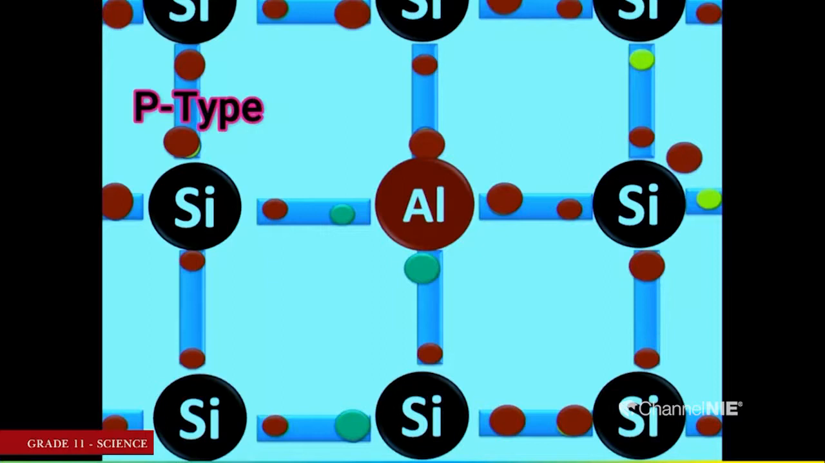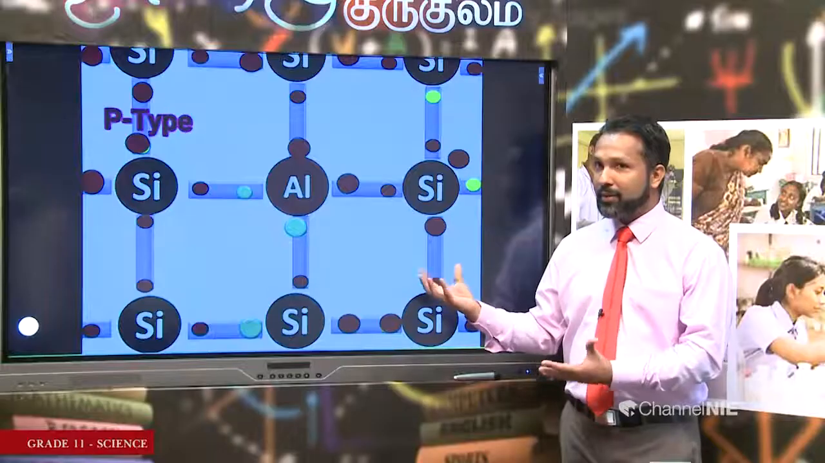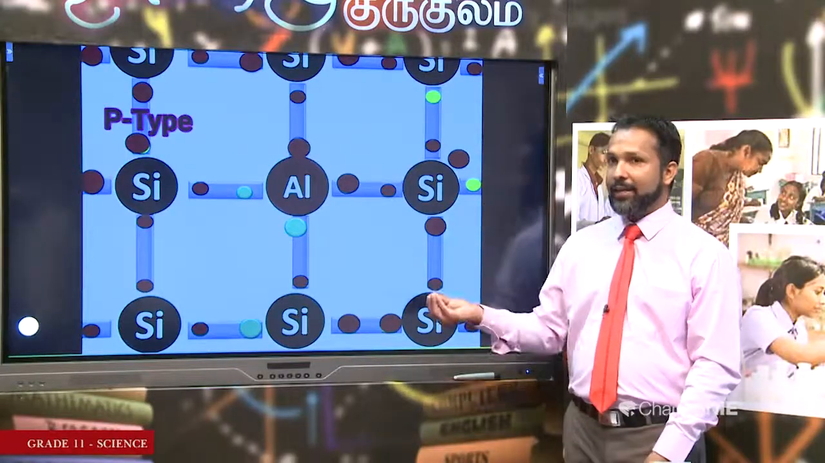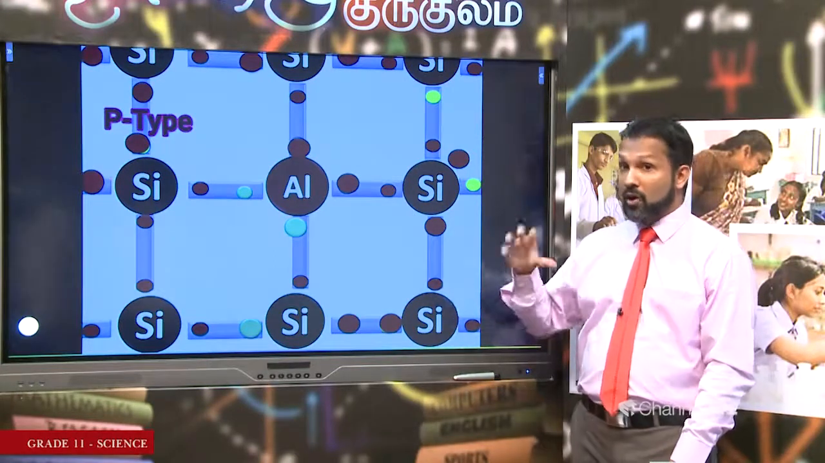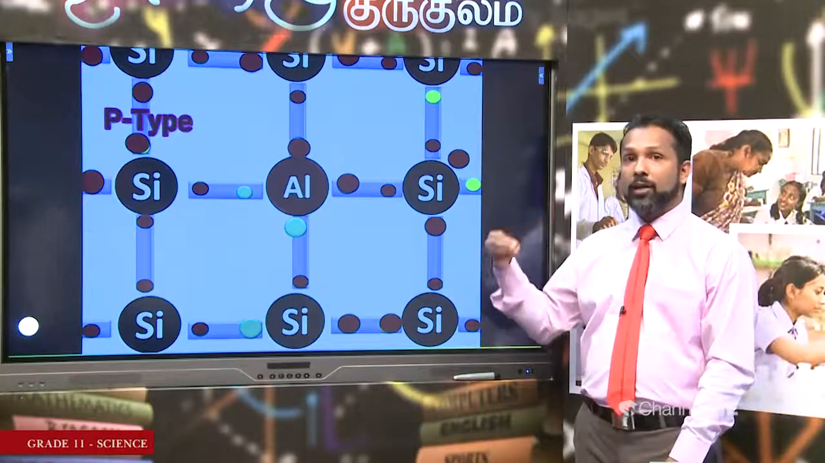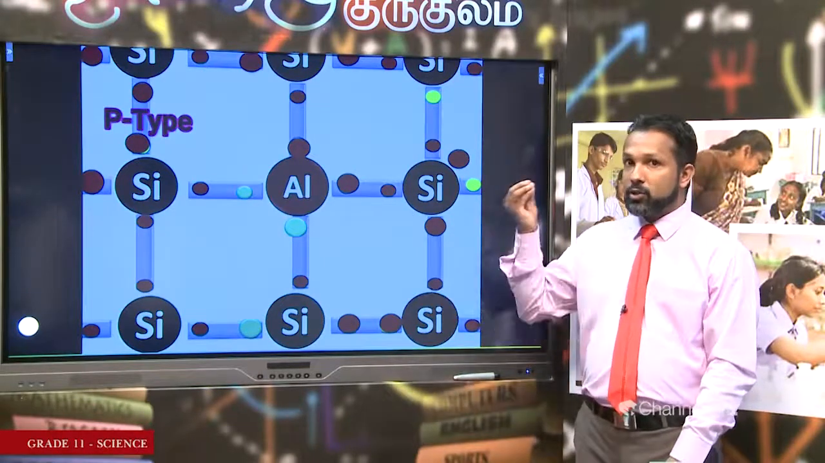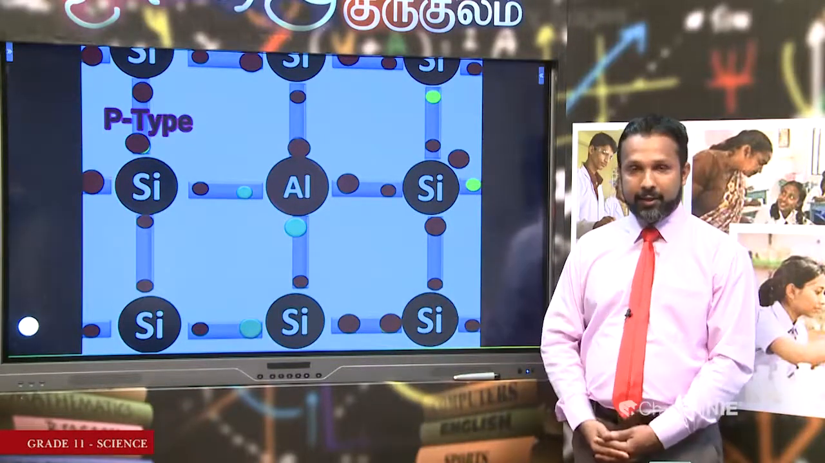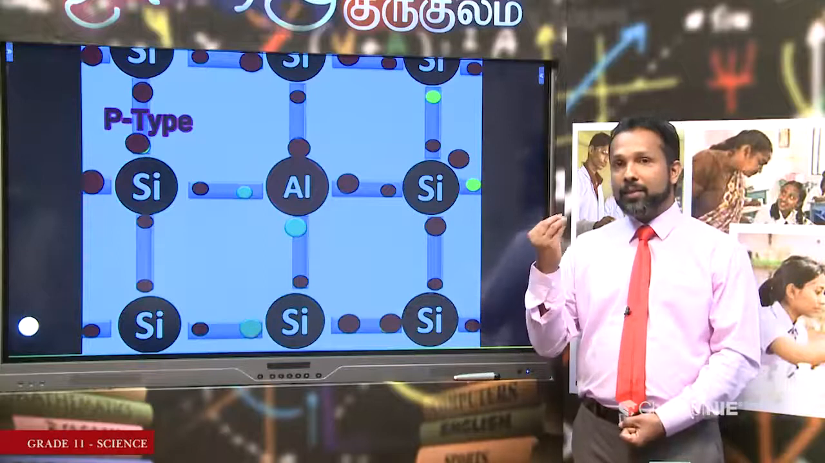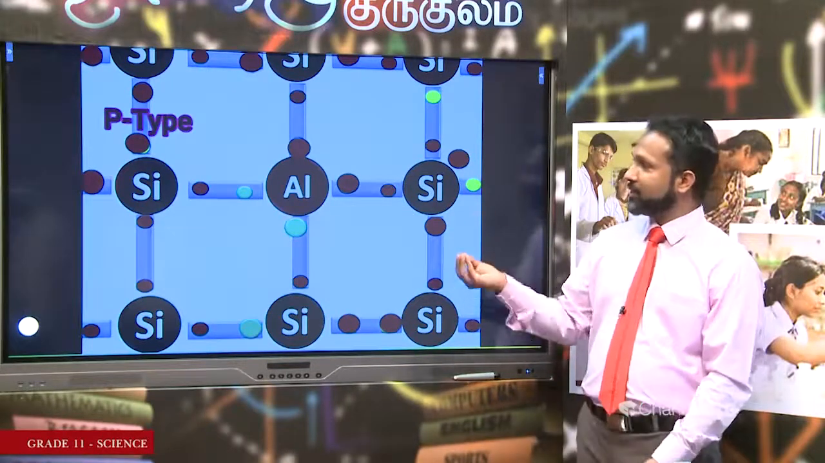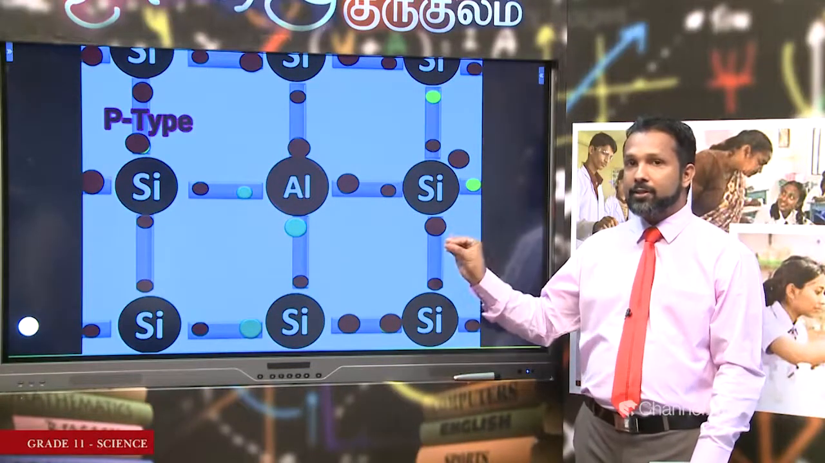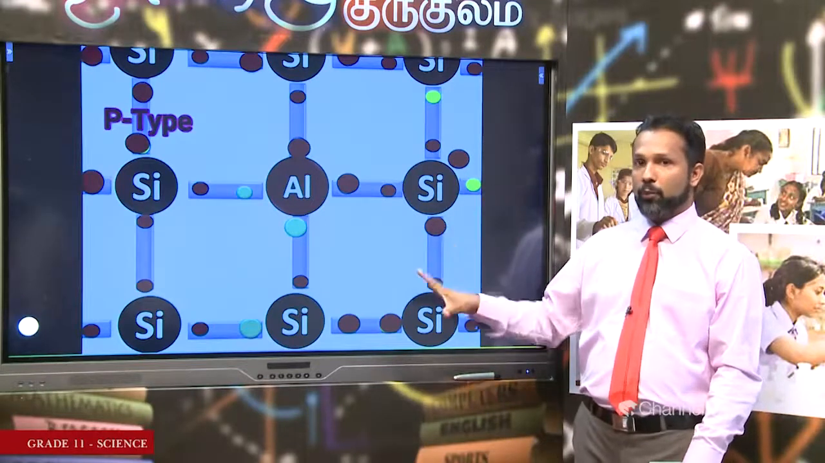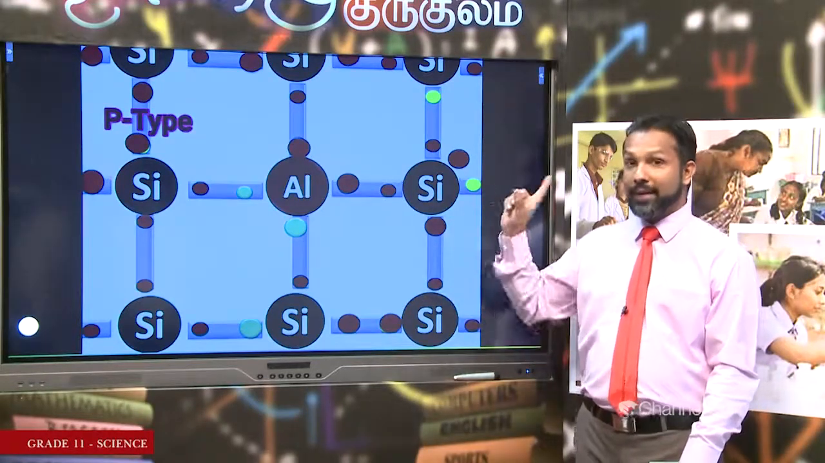If we dope thousands of aluminium atoms, thousands of holes will be there. Millions of aluminium atoms, millions of holes will be there. That means when doping group 3 aluminium or boron, a large number of holes will be there in the silicon. So, as I told you earlier, my dear children, you all know that holes represent positive charge. That means when doping aluminium with silicon, positively charged holes will be formed. That is why we call them p-type semiconductors.